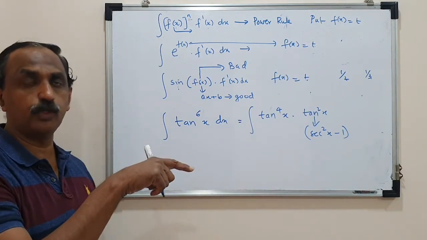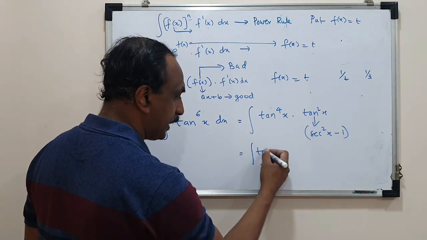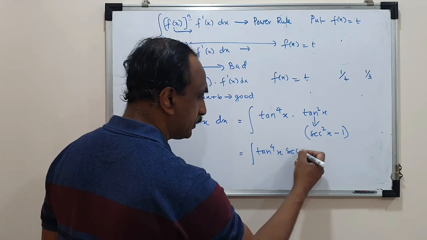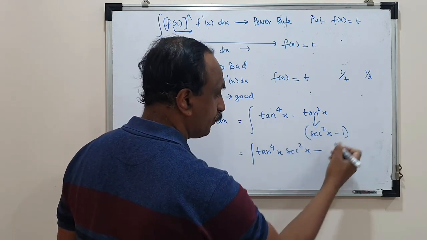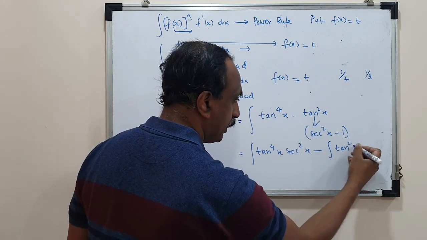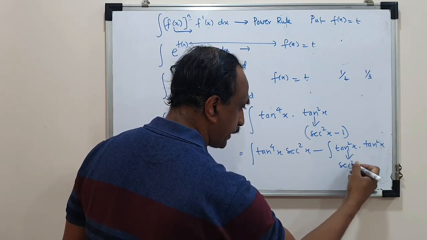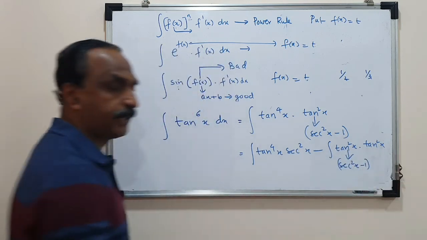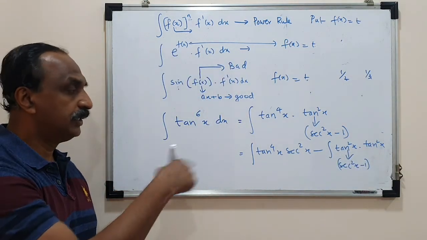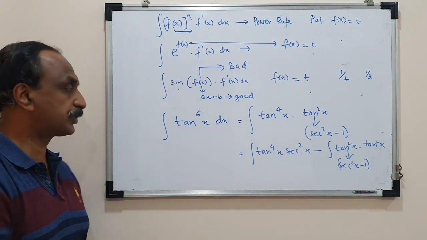Again that tan raised to 4 should be split as tan square x into tan square x. This tan square x again is sec square x minus 1. Again open the bracket. This process you have to continue till you make everything into the derivative and the function.